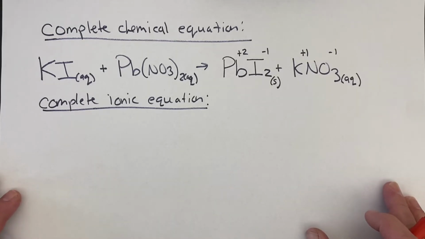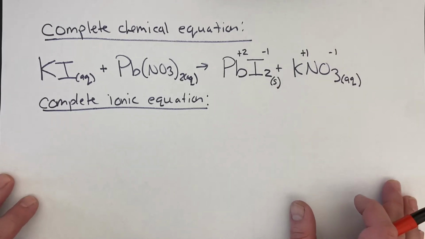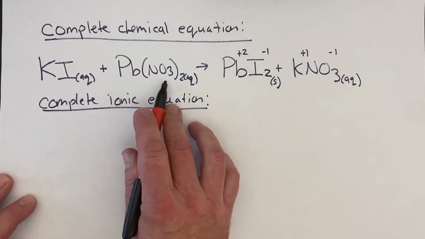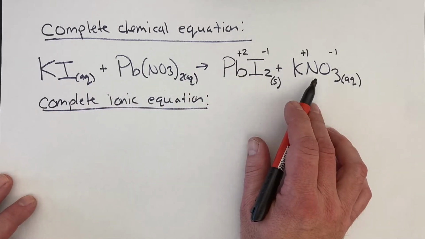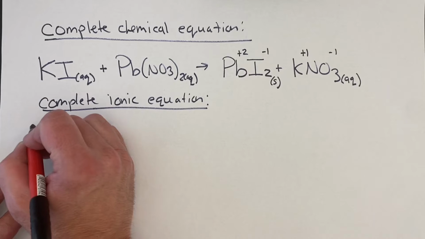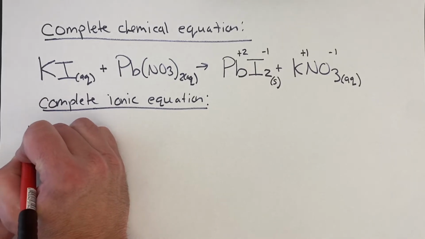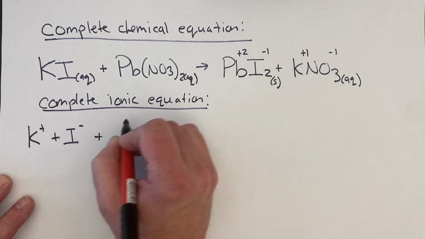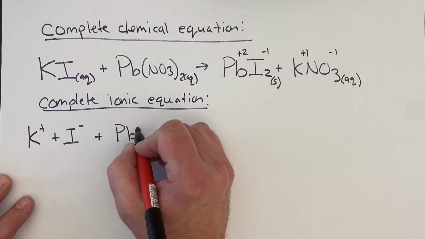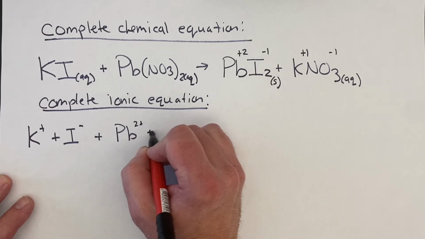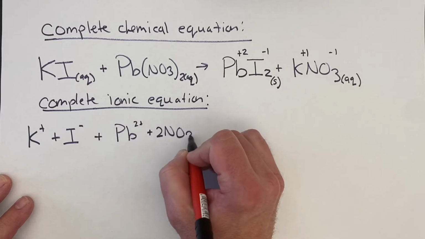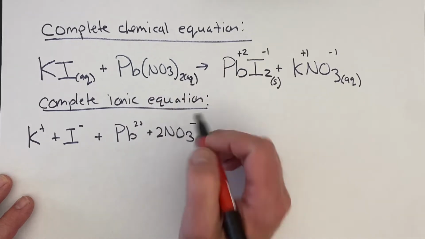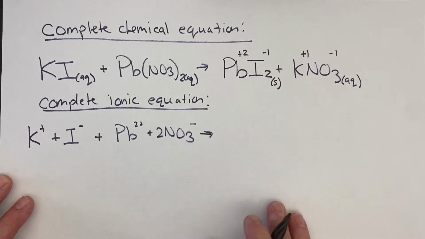The next step, which you can skip later on if you get comfortable doing these, is to write a complete ionic equation. And a complete ionic equation basically takes anything that's soluble and separates them because that's how they are in solution. So I'm going to separate the potassium from the iodine. I'm also going to separate the lead, 2+, from the 2 nitrate ions, that and that. And then I'm going to go to the other side.